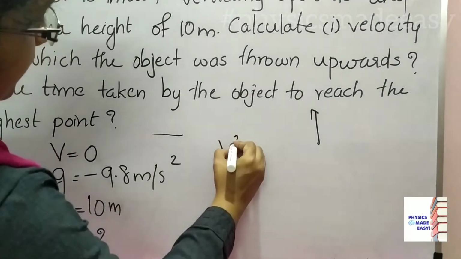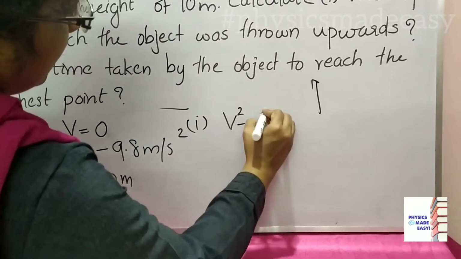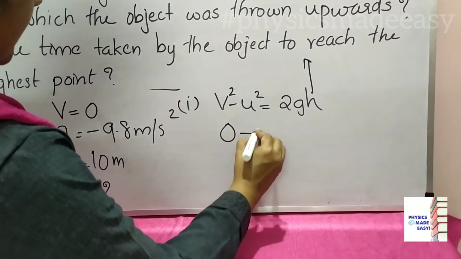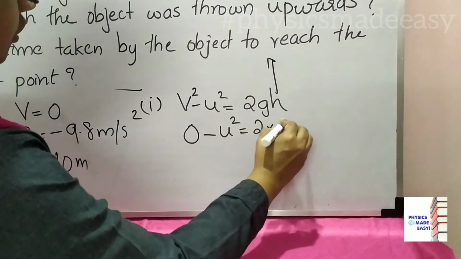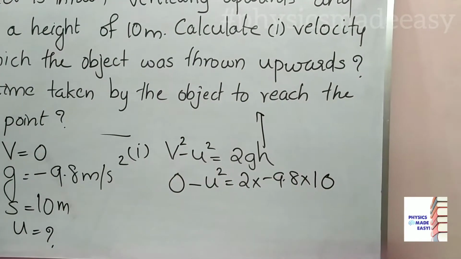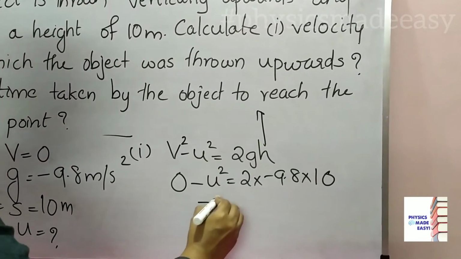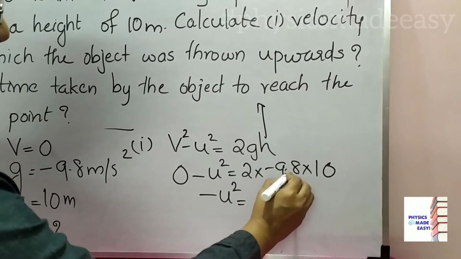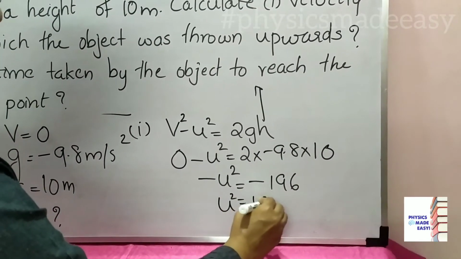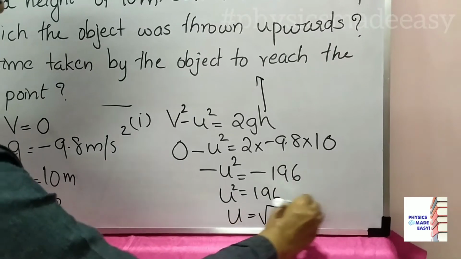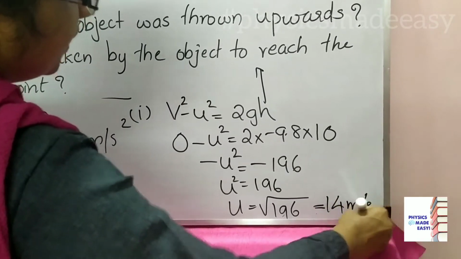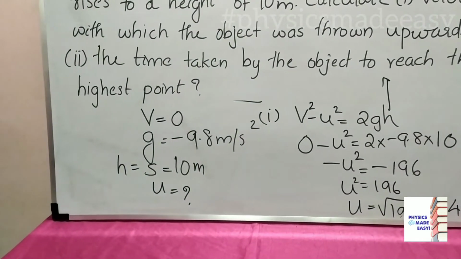Here v square minus u square is equal to 2gh. V square is 0, so 0 minus u square is equal to 2 into minus 9.8 into 10. Then here minus u square is equal to minus 196. So u square is equal to 196. U is equal to square root of 196, that is equal to 14 meter per second. That is the initial velocity.